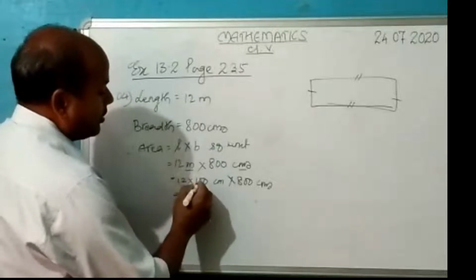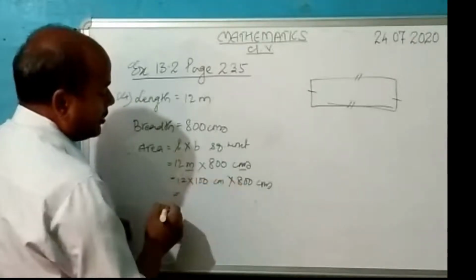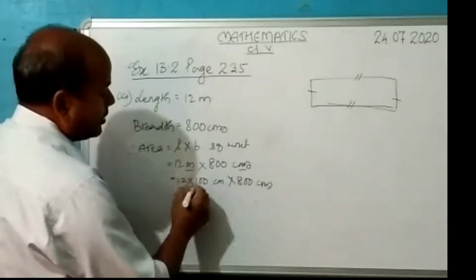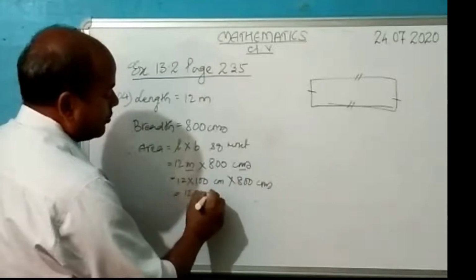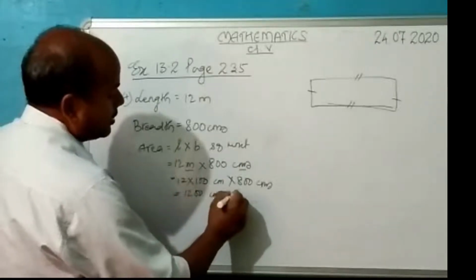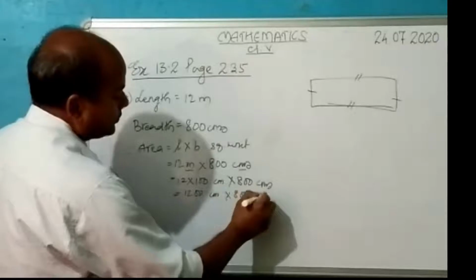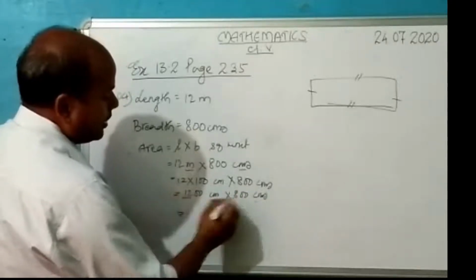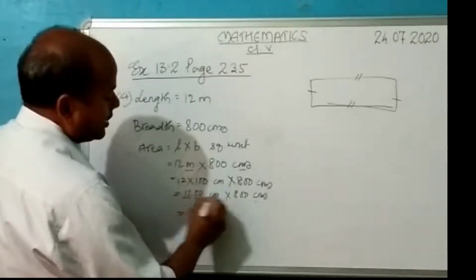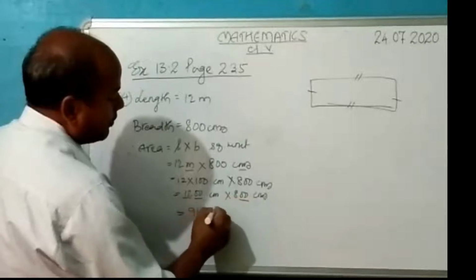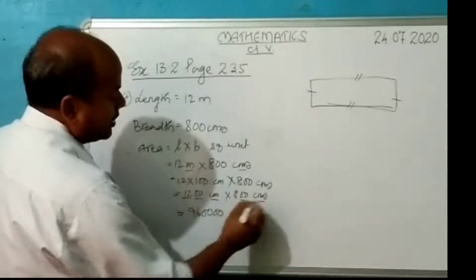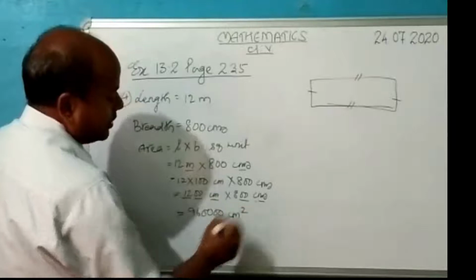So 12 into 100 into 800: 12 into 100 is 1200 centimeter, into 800 centimeter. Multiply 12 into 8, which is 96, and how many zeros are there? 2 and 2, that means 4 zeros, and centimeter into centimeter is square centimeter.